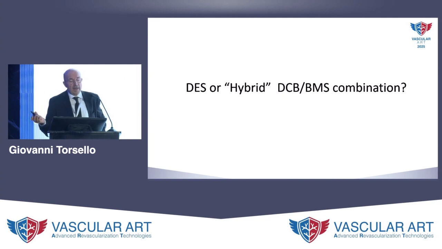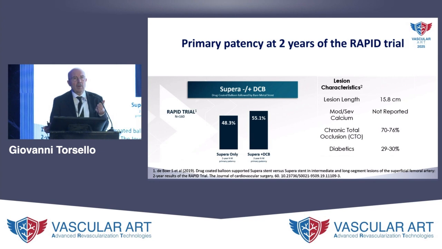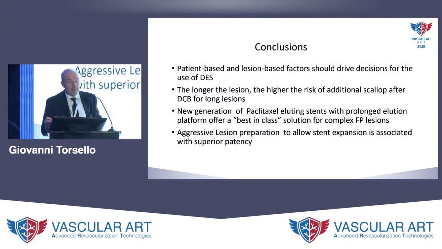Is a hybrid DCB and bare metal stent, perhaps a short bare metal stent, a solution? Well, I found the only prospective randomized study evaluating Supera with and without DCB, and you see after 2 years we have a primary patency after Supera of only 48%, can be increased with the use of DCB up to 55%, but in my opinion, this is not a good solution for such patients.